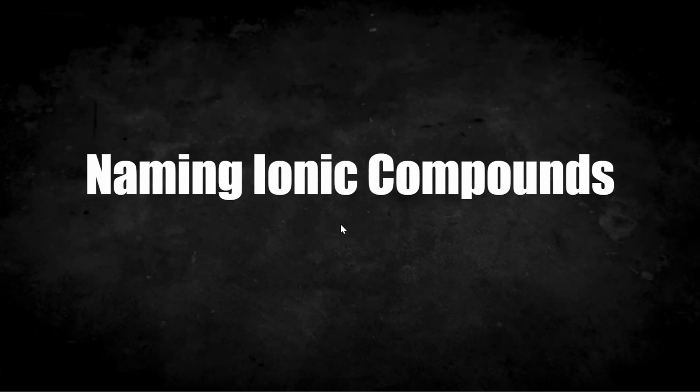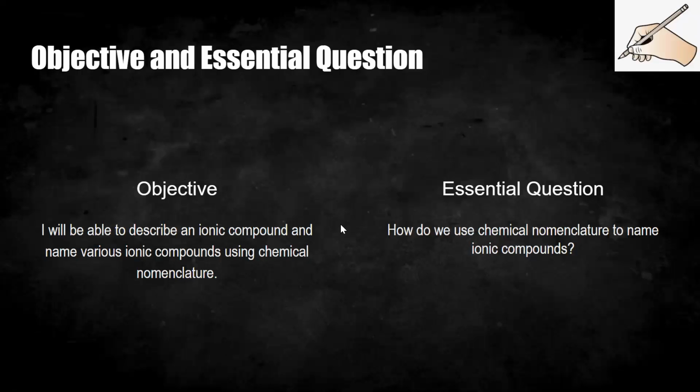Okay, let's talk about ionic compounds and how to name them. This is our objective and essential question. I encourage you all to pause the video and write these down. Our objective today will be to describe an ionic compound and name various ionic compounds using chemical nomenclature. And our essential question, that you should try to answer at the end of your notes in your summary, is: how do we use chemical nomenclature to name ionic compounds?